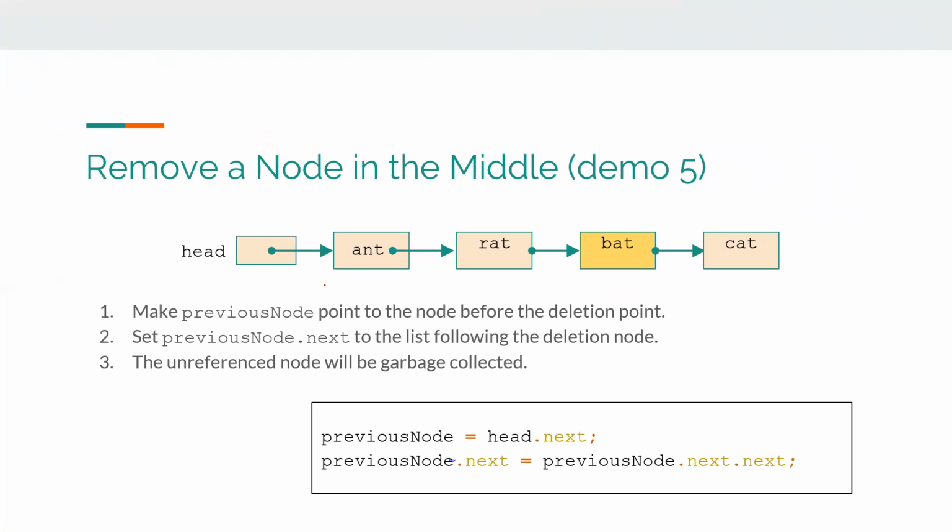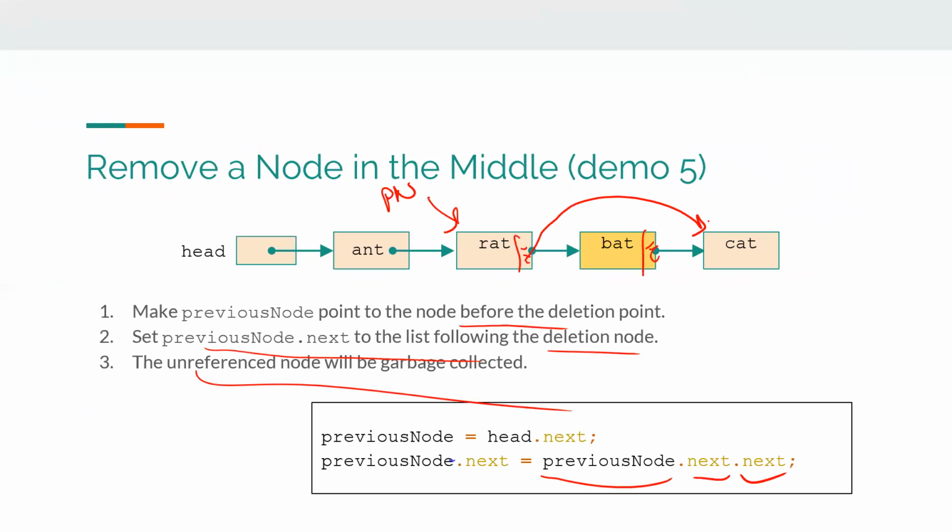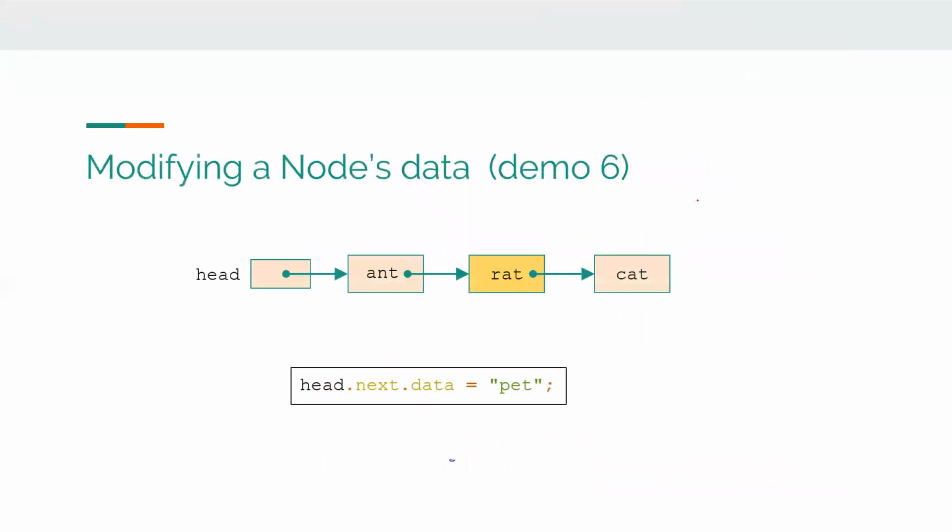To remove a node in the middle, again, you have to make a previous node point to the one before the deletion point. And if you say head.next, it's going to be pointing to here. And then set previous.next to the list following the deletion node. And then you can rely on the fact that the unreferenced node, again, will be garbage collected. So previous node.next equals previous node.next.next in a chain, right? That means this reference is going to get the address in this reference. So in other words, rat will then point to cat. And it goes away because the garbage collector grabs it.